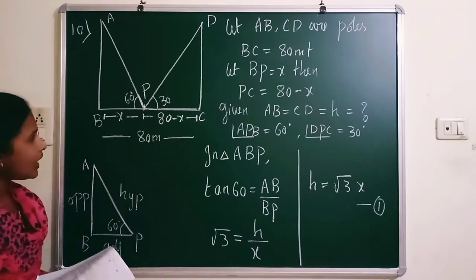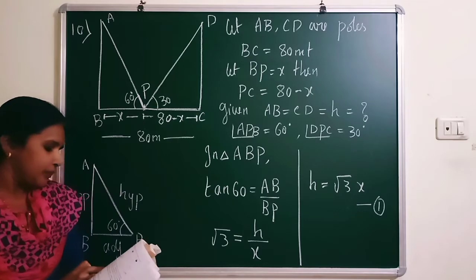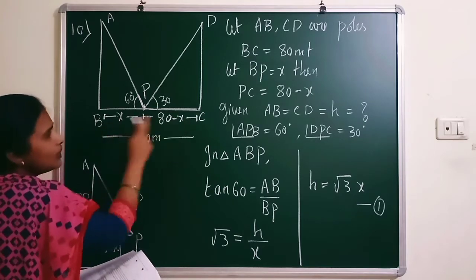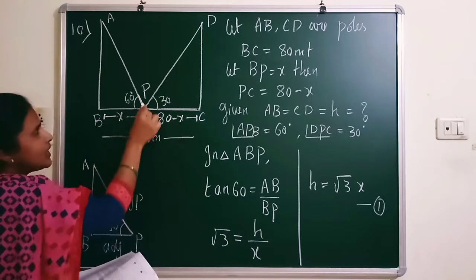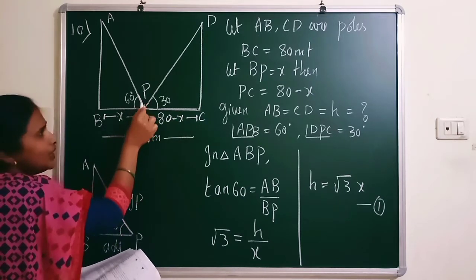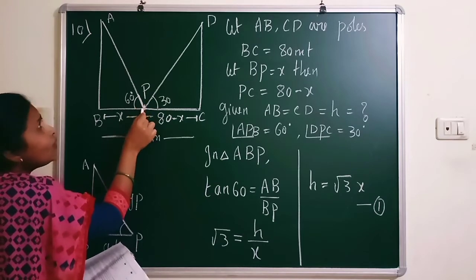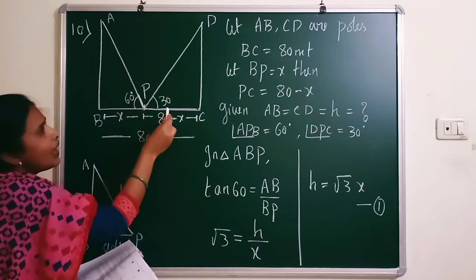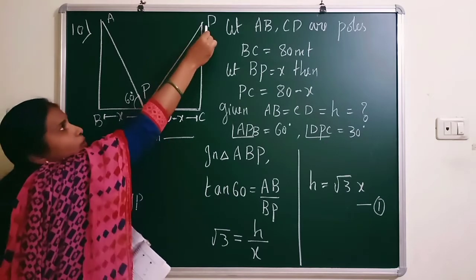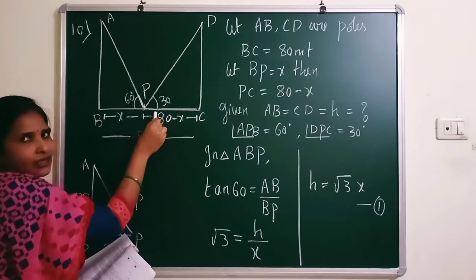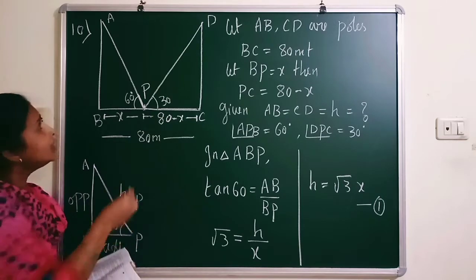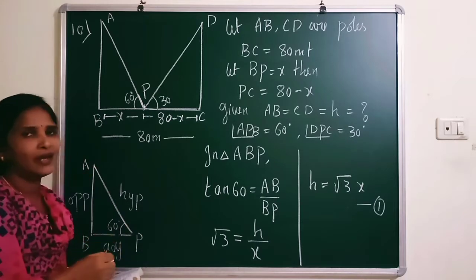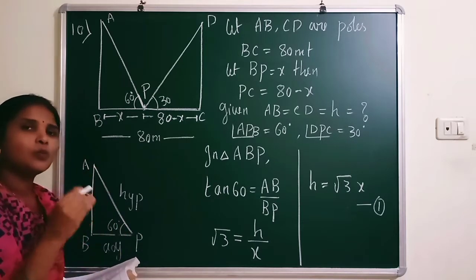Now, given a point between them on the road, between B and C, I have taken this point as P. From point P, the angle of elevation of the top of this pole is given as 60 degree and the angle of elevation of the top of the other pole is given as 30 degree. And he is asking to find the heights of the poles. As you know, both the poles are of equal height. So, we need to find the height of the poles.